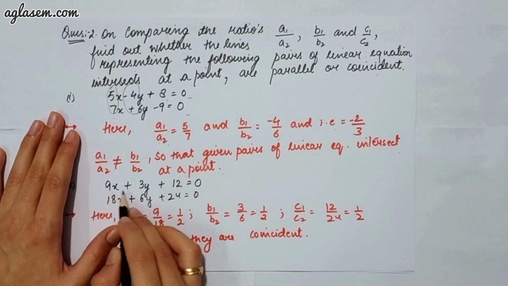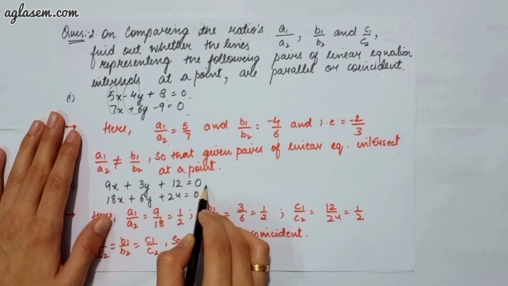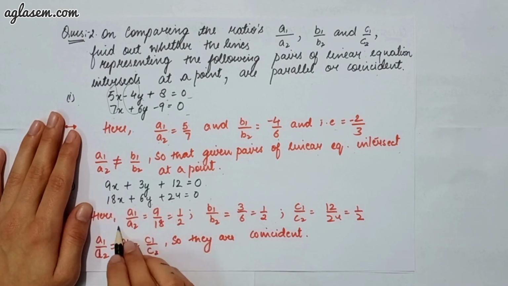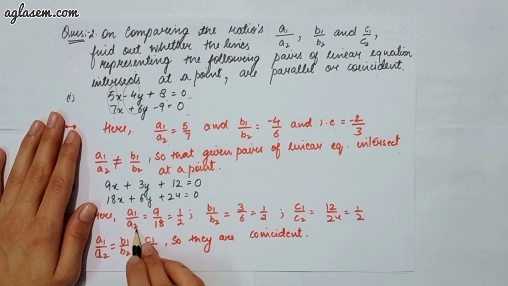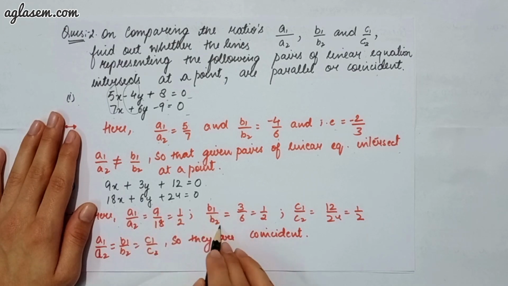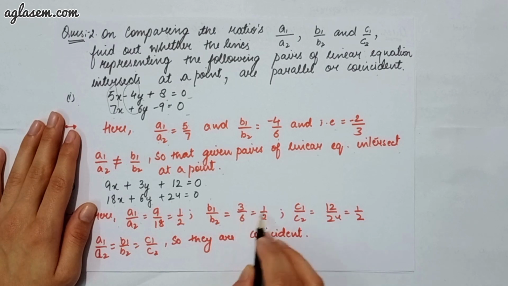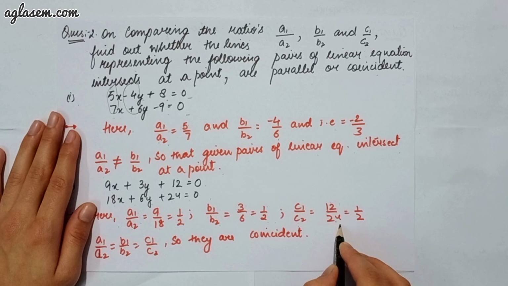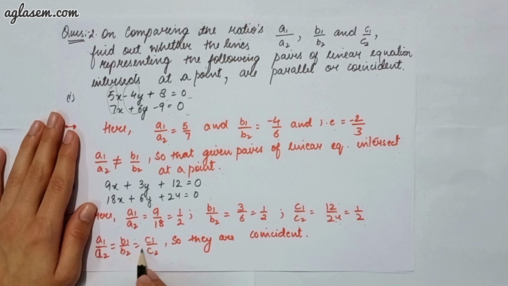The second part says 9x plus 3y plus 12 is equal to 0 and 18x plus 6y plus 24 is equal to 0. Here we take a1 upon a2, which is 9 upon 18, that will give you 1 by 2, and b1 upon b2, that is 3 by 6, which is also equal to 1 by 2. c1 upon c2 is equal to 12 upon 24, again 1 by 2. So here everything is equal, that is a1 upon a2 is equal to b1 upon b2, which is equal to c1 upon c2. So they are coincident.